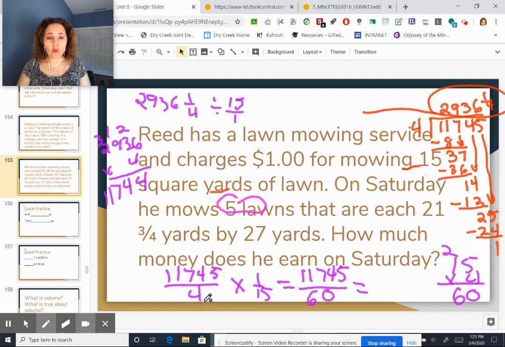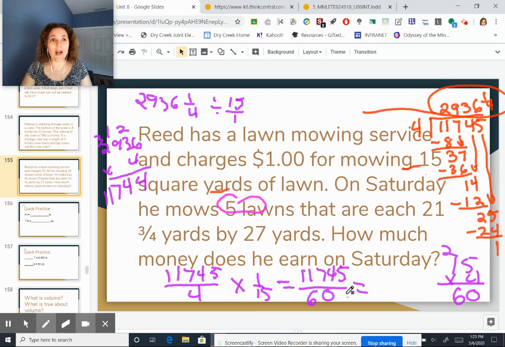Then I've got to do 15 times 4. Well, I did 15 times 4 over here. 4 times 5 is 20. Carry my 2. 4 times 1 is 4 plus 2 is 6, so 60. So now I have 11,745 over 60, which is the same thing as 11,745 divided by 60. Okay.